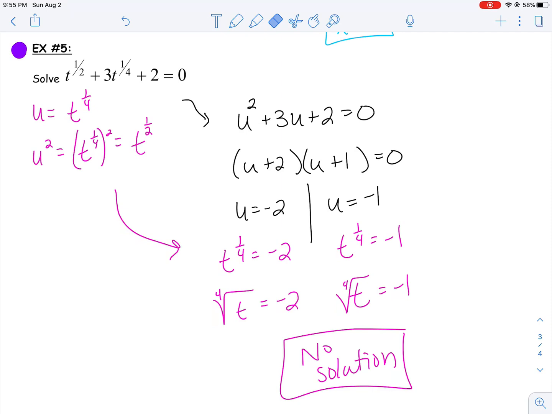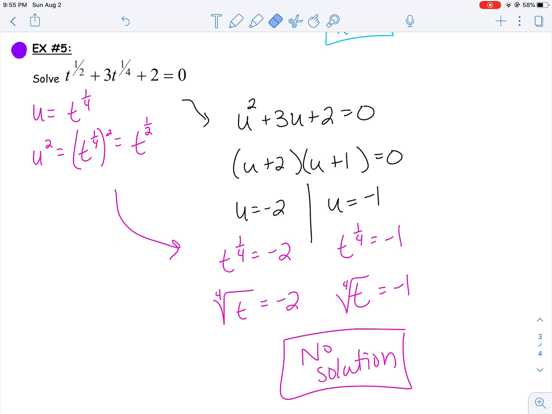Now, you might not have gotten that if you tried to raise both sides to the 4th power. You might have gotten answers that actually look normal, t equals 16 and t equals 1. So it's really important anytime you have those rational exponents or radicals that you always double check your answers in the original to make sure that they work. In this case, both of them didn't work. They were both extraneous solutions, so I end up having no solution to this equation.